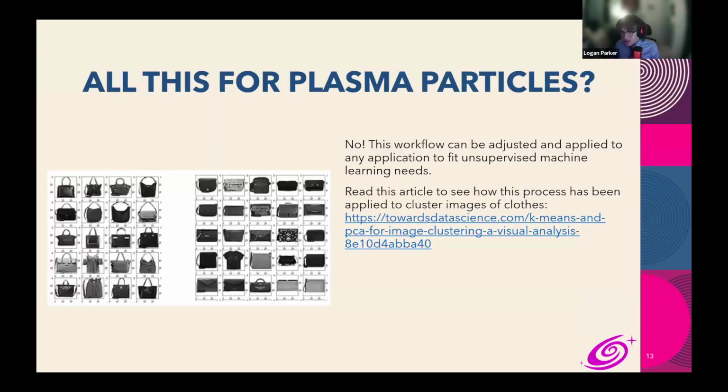And all this for plasma? Well, no, actually, this workflow is widely applicable. Here is an article right here applying it to 2D images of clothing and handbags, doing the exact same things that we did, the exact same process. They have gotten a computer to, by itself, determine between these handbags with straps and these handbags without straps, along with many other types of clothes. A couple of shirts slip through, but I mean, we're not watching over it. If we're not watching over it, that's pretty good.